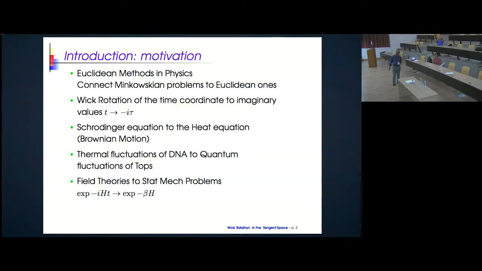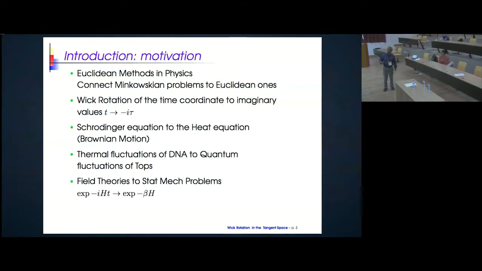For example, the Schrodinger equation is related to the heat equation, and the heat equation is the same as the equation describing Brownian motion. You can also relate the thermal fluctuations of DNA, which is an elastic problem, a problem in thermodynamics and elasticity, to quantum mechanics, quantum fluctuations of torques. And in fact, that's a topic in which I've worked for a while. So this is also a context in which it is useful. These are a few random examples.